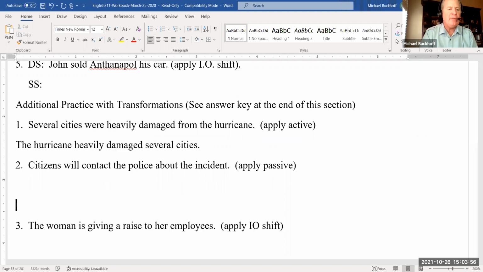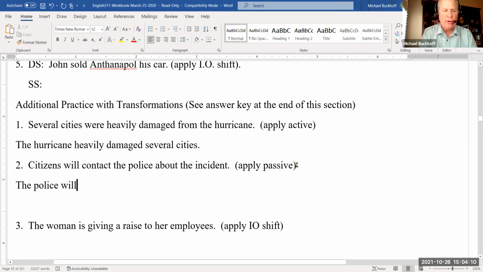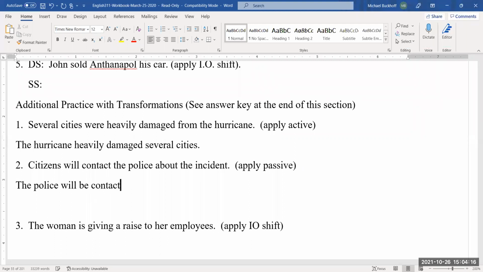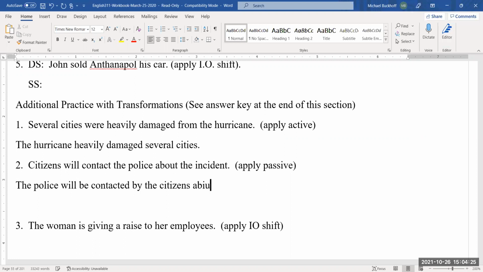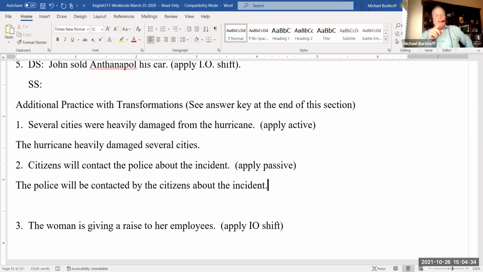Okay, let's try passive. Citizens will contact the police about the incident. So then we have the police. The police will, and we want to keep future, but now what do we do? The police will be contacted, and then by the citizens about the incident. Good. So the police will be contacted by the citizens about the incident.